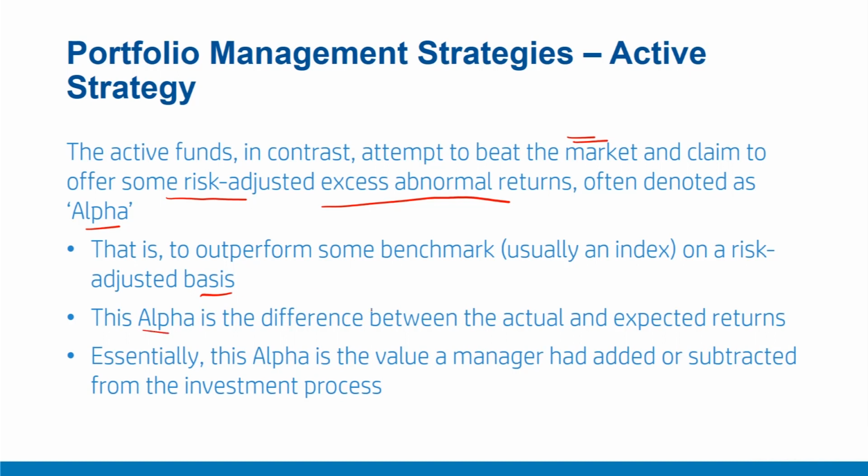Essentially this alpha is the difference between the actual returns that a fund manager has generated, our fund, minus expected returns, that is the returns that are expected from that index. So the difference is called alpha. This is the excess return, or the value that a manager has added or subtracted from the investment process. So this is the extra return that the fund manager offers in comparison to some kind of benchmark index.